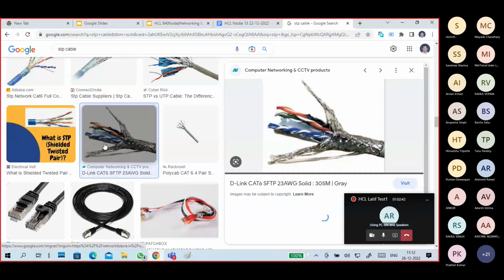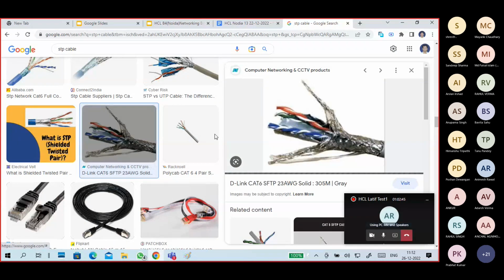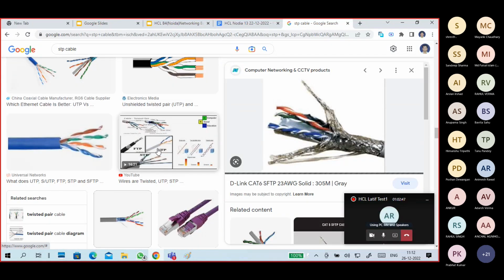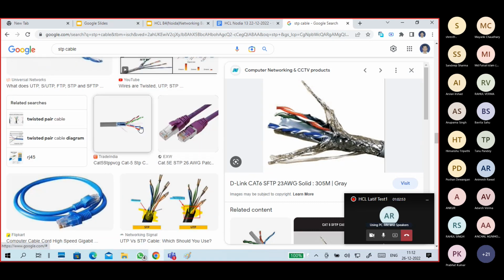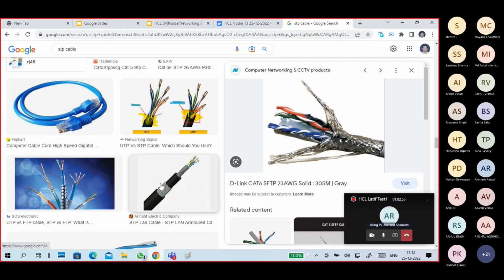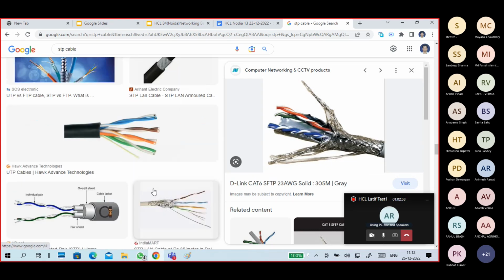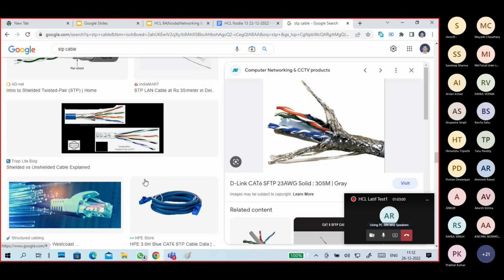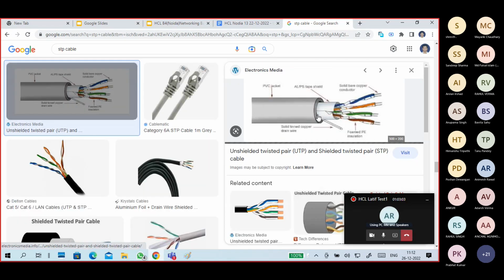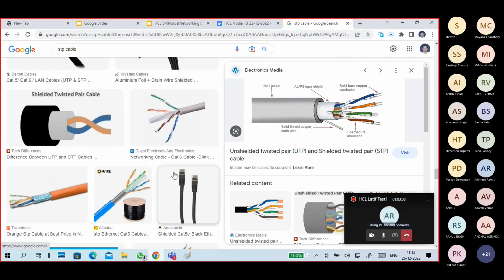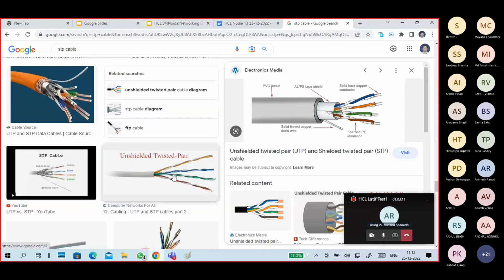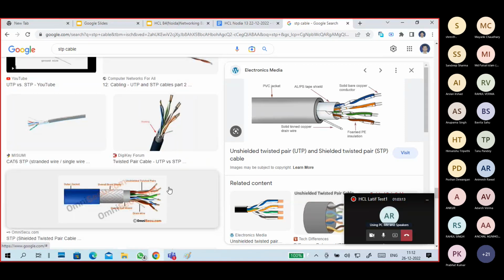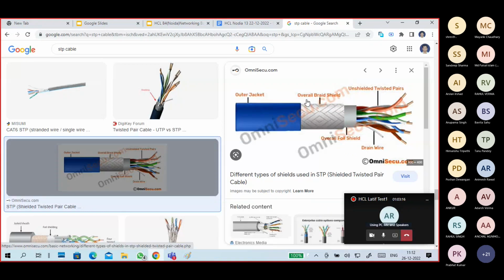Next, the shield also gives strength to the cable. Normally these cables are drawn through false ceilings in a building and under floors. So there is a possibility of damage to the cables, right? The shield also gives strength to the cable. That is another reason. But mainly it is protecting from electromagnetic interference.